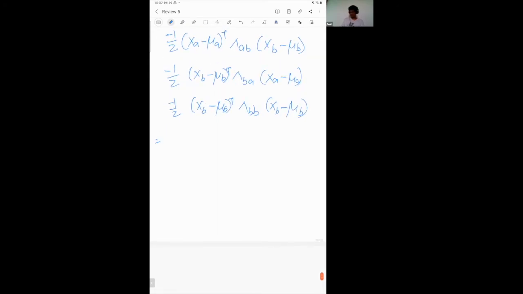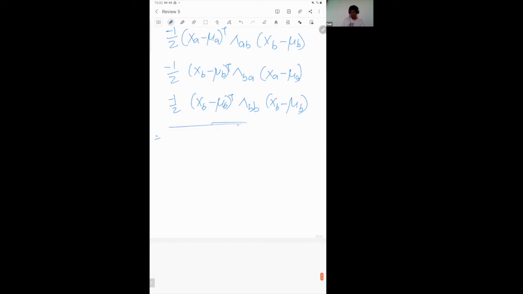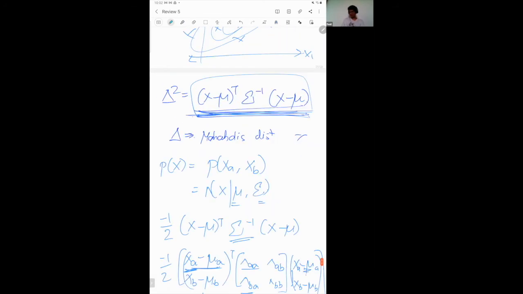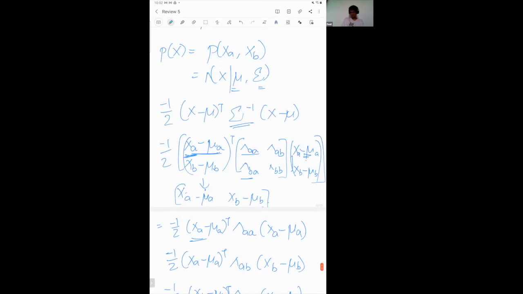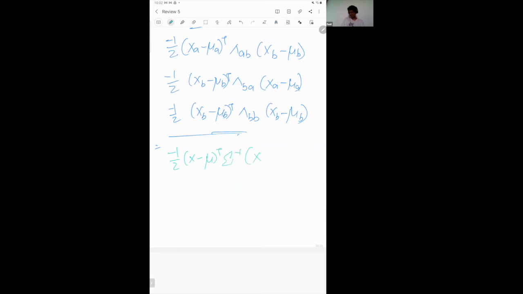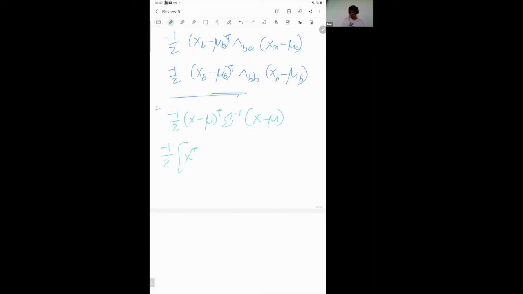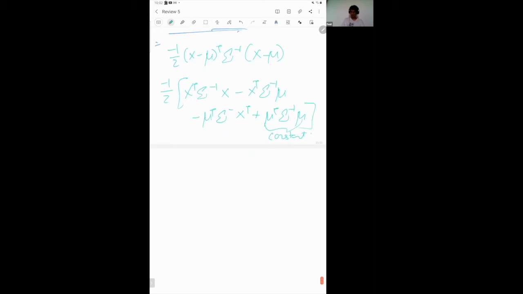I'll just digress a bit because I need to show you this thing. In the exponential term we know it's minus half x minus nu transpose sigma inverse x minus nu, and if we open all of this up, what we get is minus half x transpose sigma inverse x minus x transpose sigma inverse nu minus nu transpose sigma inverse x plus nu transpose sigma inverse nu. And now this last one is a constant. Only the first three terms depend on x.